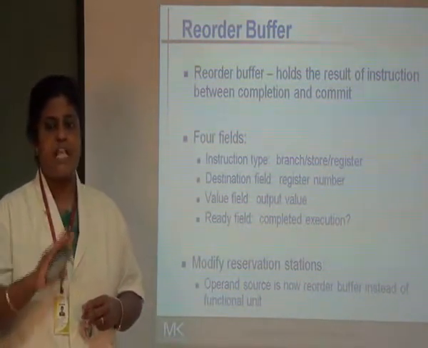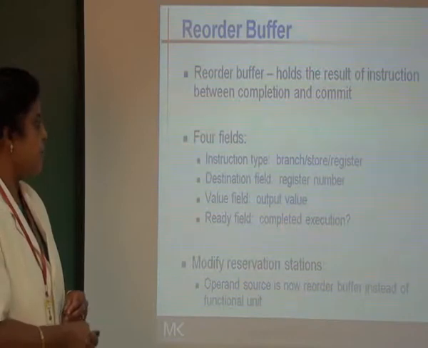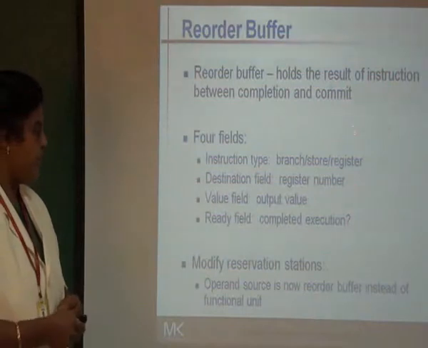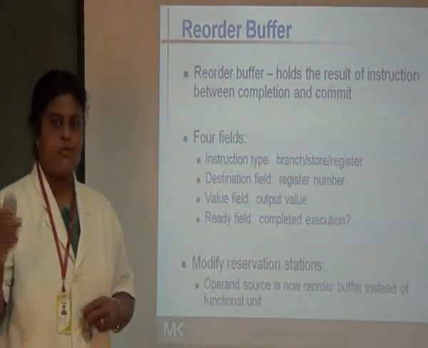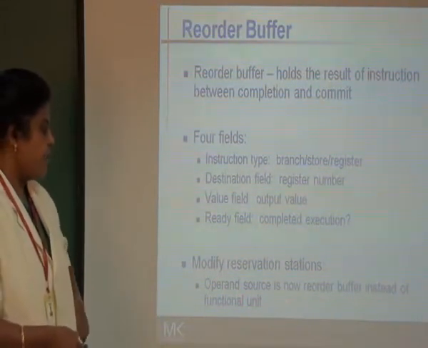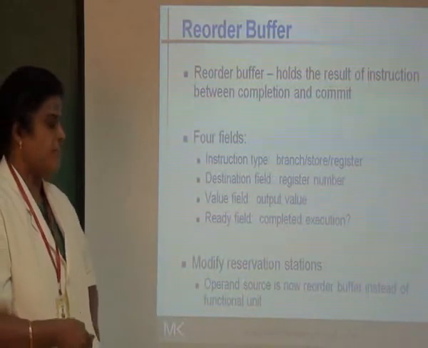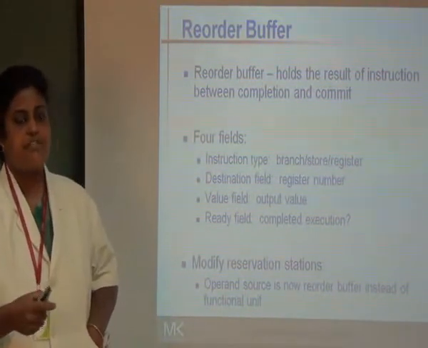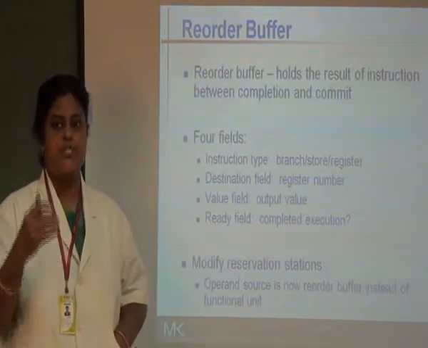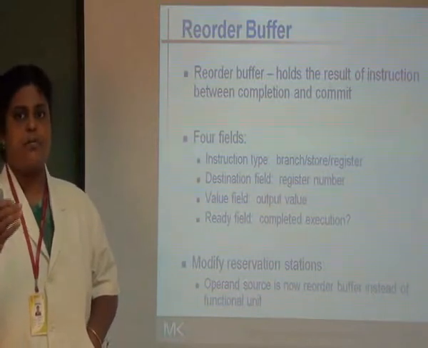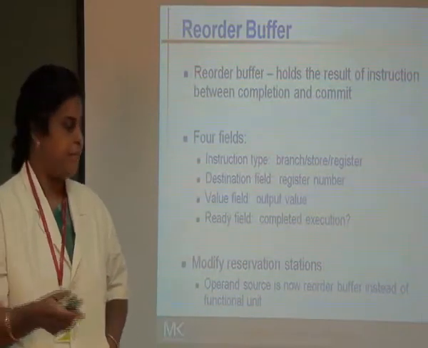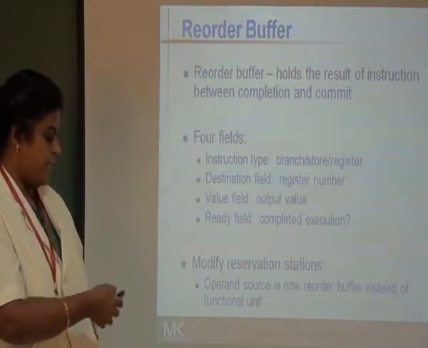So the reorder buffer will have all these 4 fields, and the main point is the committing of the instruction, where we get the actual valid result into the register file. We modify the reservation stations. The operand source is now the reorder buffer instead of the functional unit. Previously, the place from where we were fetching the operand was only the reservation stations, but in this case the place where we fetch the operand from is going to be the reorder buffer. That is the difference over here.